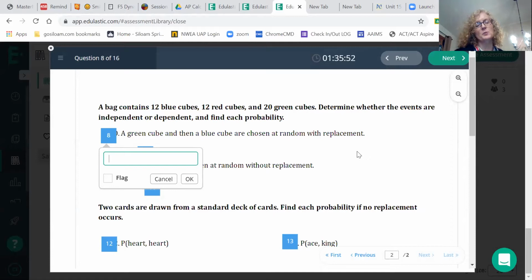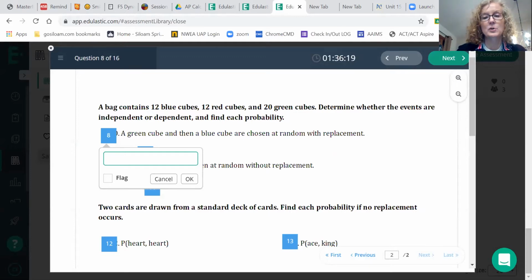So with replacement, we're going to pick a green cube, put it back, and then pick a blue cube. Now, since we're putting the first cube back, what happened on the first pick has no bearing on the second pick because we put the cube back. So those are independent events. Now, the probability of a green and then a blue with replacement.